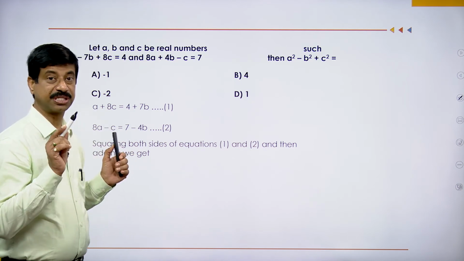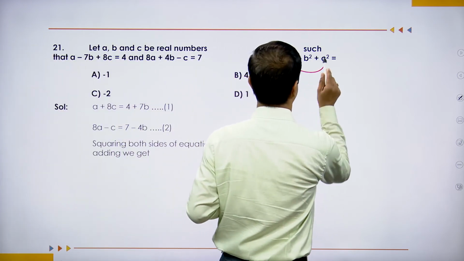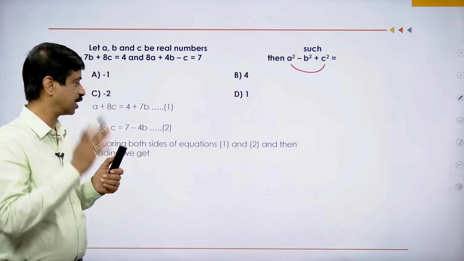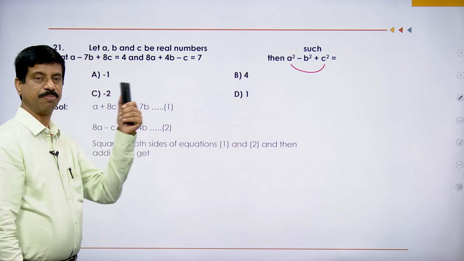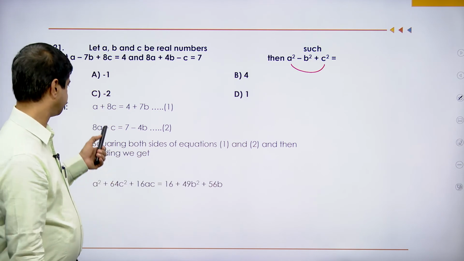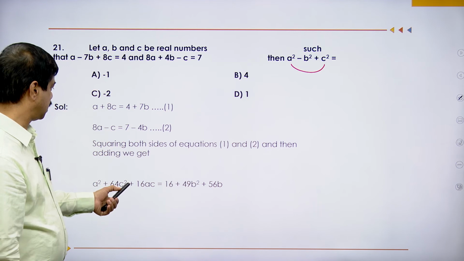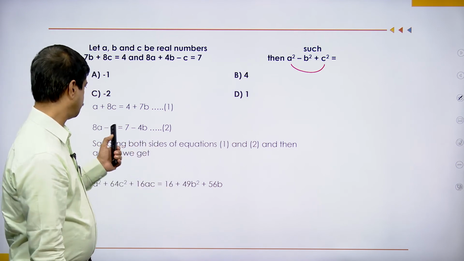So you are left with 65 into a square plus c square. You see, you have a square plus c square. So that's the logic we are using. You should be able to think. The right side you will get in terms of b square, which you bring to the left, it becomes minus b square, right? So look at this. Squaring 1 and squaring 2, you will be getting like this.